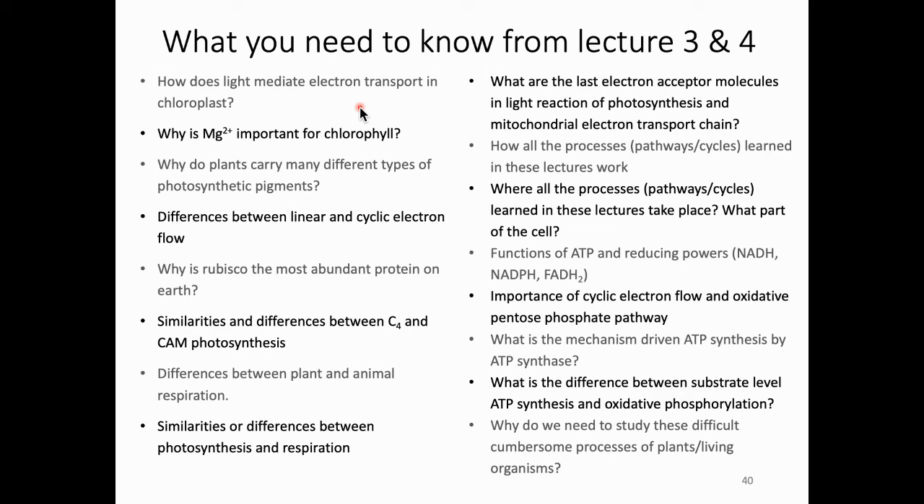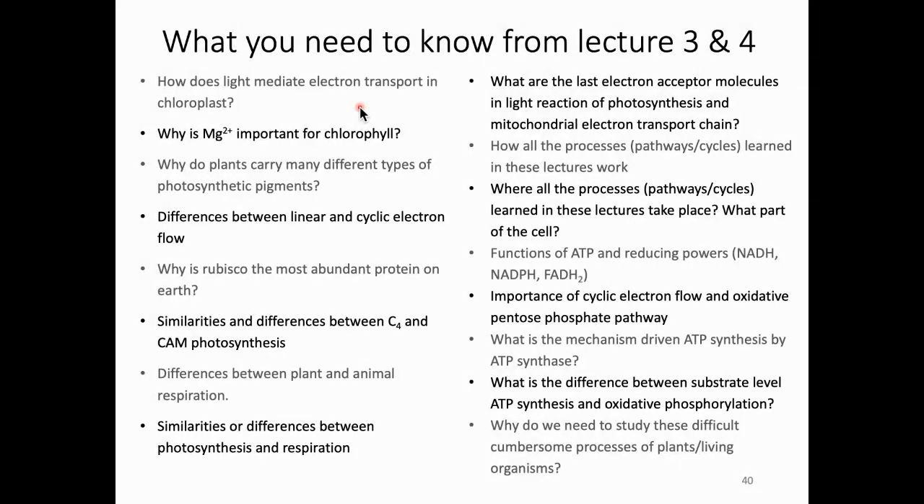Differences between plant and animal respiration. Similarity and differences between photosynthesis and respiration. What are the last electron acceptor molecules in the light reaction of photosynthesis compared to the mitochondrial electron transport chain? The same question: what are the electron donors in photosynthesis and the mitochondrial electron transport chain? How do all the processes learned from this lecture work? Where do all the processes learned in this lecture take place? What are the parts of the cells? Functions of ATP and reducing powers.